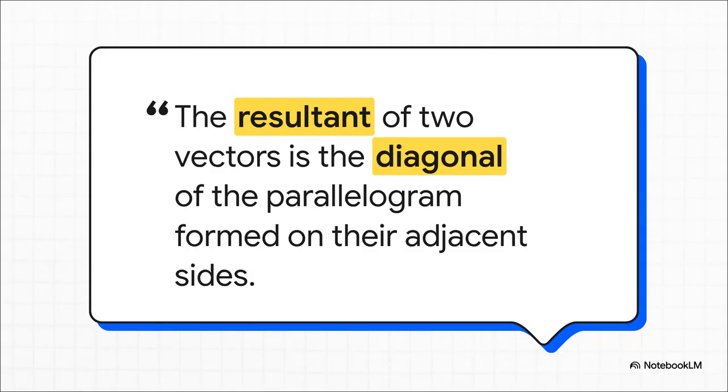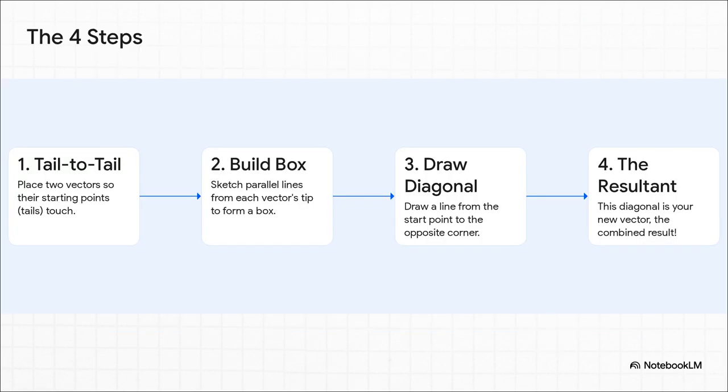Okay, that's the official textbook definition. And I'll admit, it sounds a little dense. But all it's really describing is a super simple way to just draw a box that magically gives us the answer. Seriously, let me just show you. It really is just 4 simple steps. First, you take your 2 vector arrows and you put them together so their tails are touching. Step 2, you basically build the box. You just sketch in 2 more lines, each one parallel to the opposite vector. Third, you draw one single line, the diagonal, right from where you started to the far corner. And that's it. That diagonal line is your brand new vector. We call it the resultant, and it represents the combined effect of the first 2.